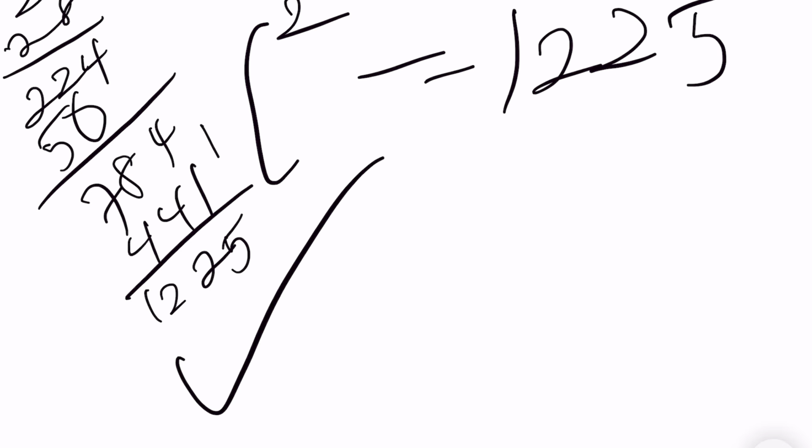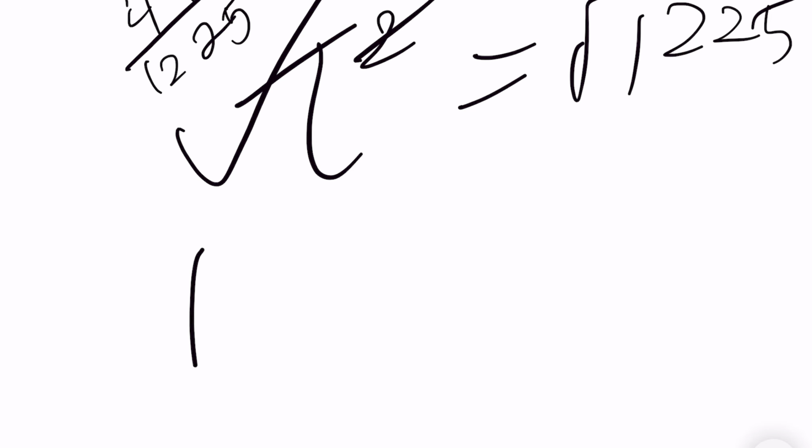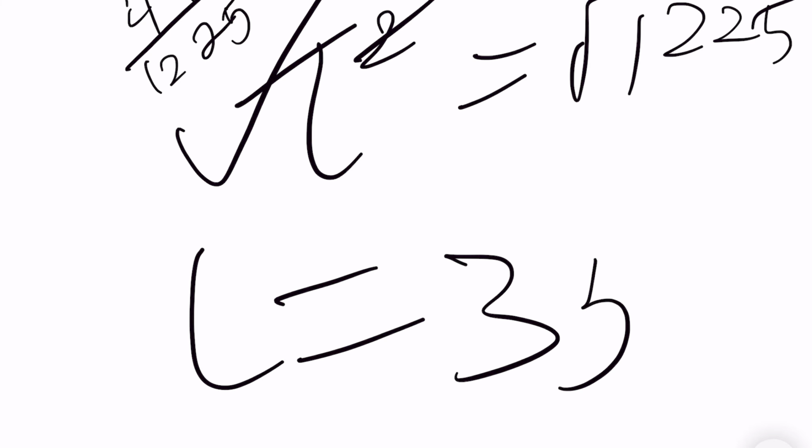Now to find the square root, we have our l to be 35. We have the square root of 1225 to be 35. Now we've gotten our slant height.